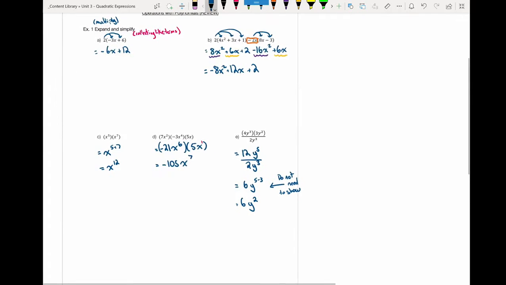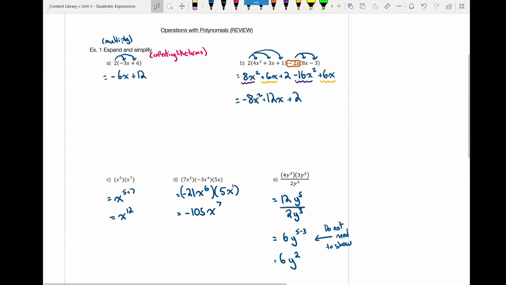So again, this was just a little bit of a review to go over some basic expansion with one term and some of our power rules that we may come across in this unit.